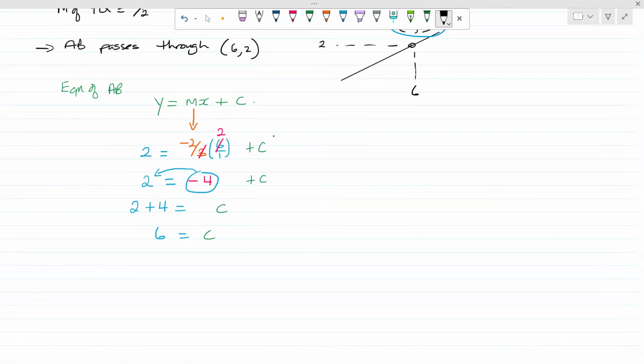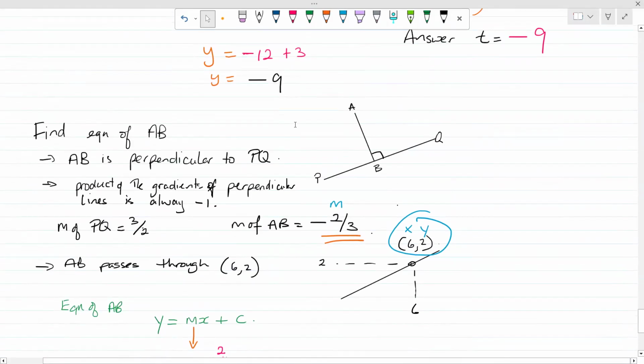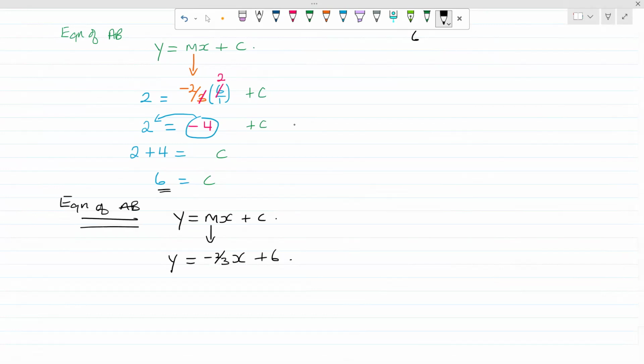So now I could write the equation of AB. Remember, the general form is y equal to mx plus c. We now know that m is, well, we know that from before. We had m was negative 2 over 3. We change the sign and flip the number. So I write in minus 2 over 3 x. Remember, you're putting back the x's and the y's. And c is plus 6. So this is the equation of the perpendicular line AB.